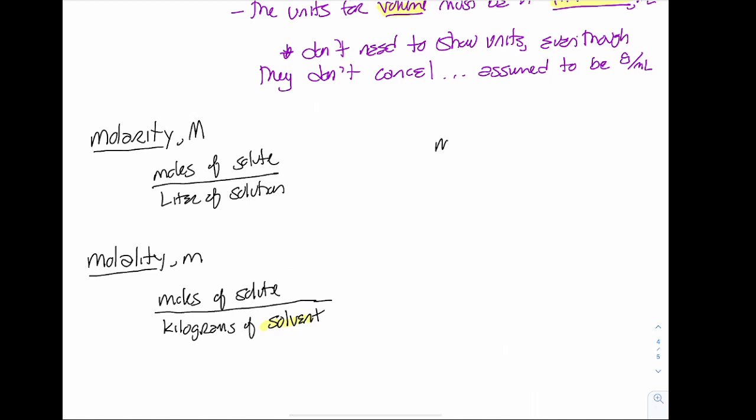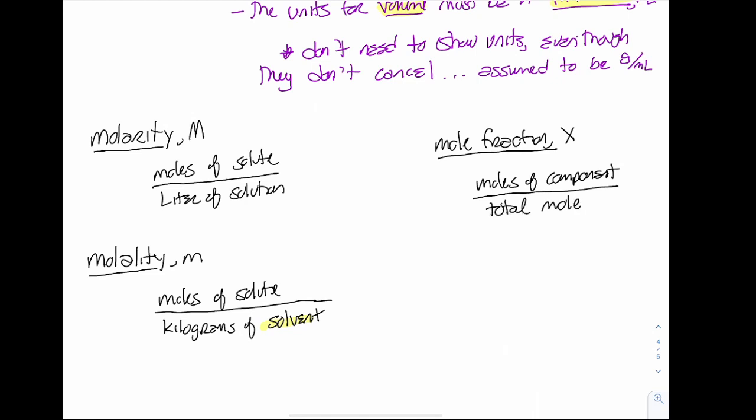And then our last one, mole fraction. We did those in our gas chapter when we were dealing with partial pressures. That was moles of whatever the component is. Usually it's going to be the solute, but let's say you had sodium chloride dissolved in water and you wanted the mole fraction of water, then water would be the component, and that would be the number that would go on top, so moles of water on top, over total moles. Total being, again, moles of my solution.